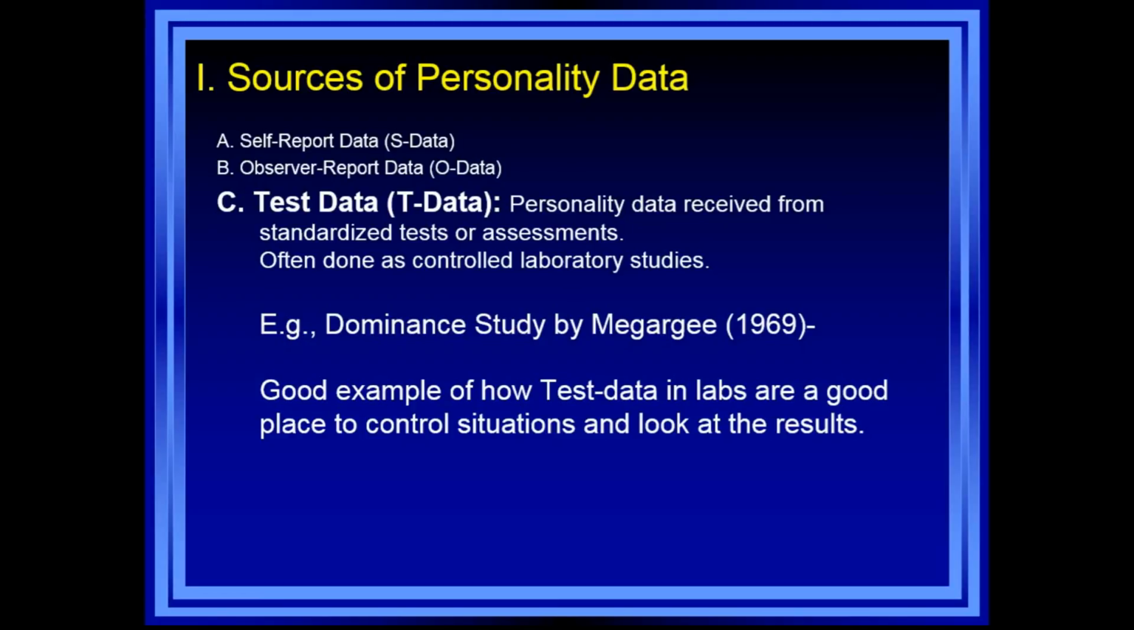And again, you don't need to know those percentages or the outcome, but I do want you to remember that this is a dominant study by Megargee, and it is a fantastic example of how test data in a laboratory can give you great results in a controlled situation. Because if you can imagine going into the workplace, how could they have ever really gotten clean data on this? It would have been very hard, very expensive, very long, and who knows if they could have ever really gotten clean data on this. But they were able to do it in a controlled laboratory setting where everybody was involved in the same situation, and they got to look at the results.